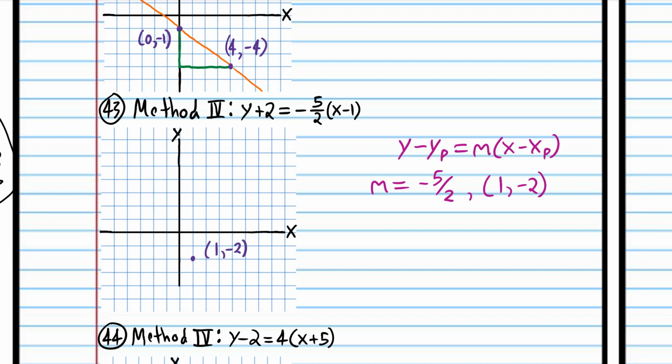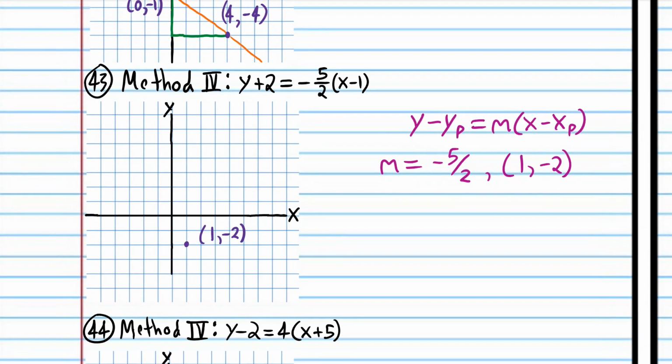And then I'm going to use the slope to find the other point. So the slope tells us the rise is -5 and the run is 2. So it's negative, so I have to go down. So 1, 2, 3, 4, 5, and then over 1, 2.